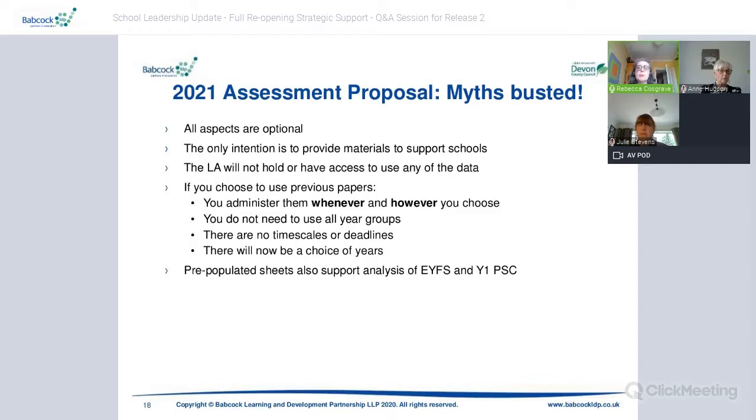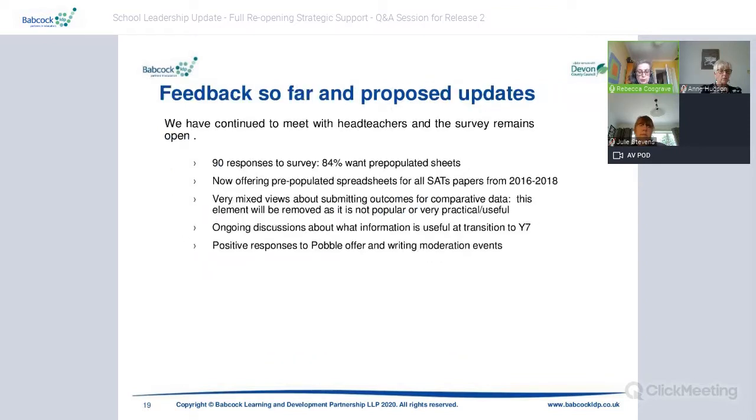Also a few key points to stress around the fact that there won't be any holding of data by the local authority, and that there is absolutely no expectation of how, if schools choose to use previous papers to support their summative assessment, you choose to do that. So that's just a couple of things that I'm sure you're very capable of reading for yourselves. Now, more interesting, possibly, is the feedback so far.